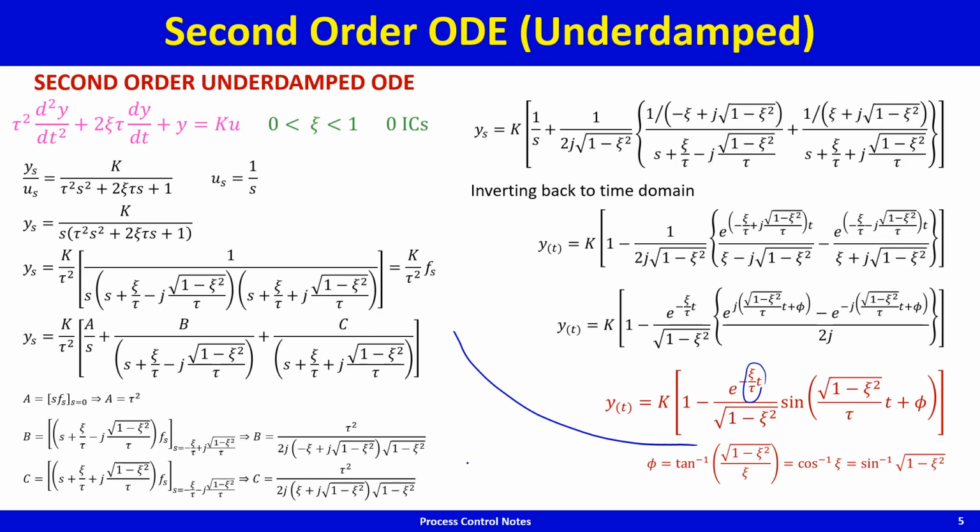So you can see that the response will look like this: if you give it a small unit step, the response is going to go to k, but it's going to go to k in an oscillating manner. It's going to go to k, and this envelope is e to the power minus chi by tau t. That's the kind of response that you expect.